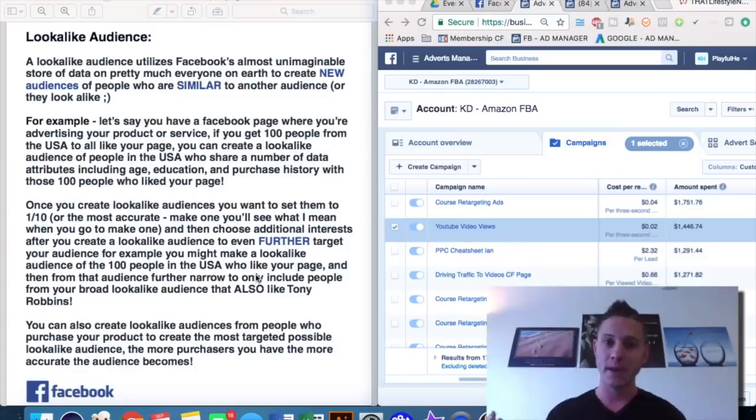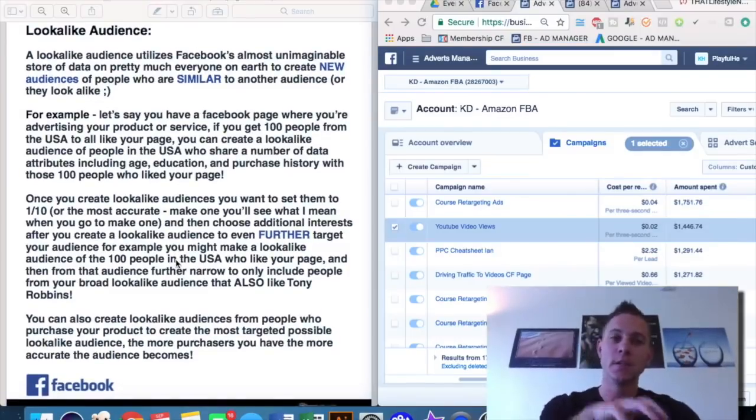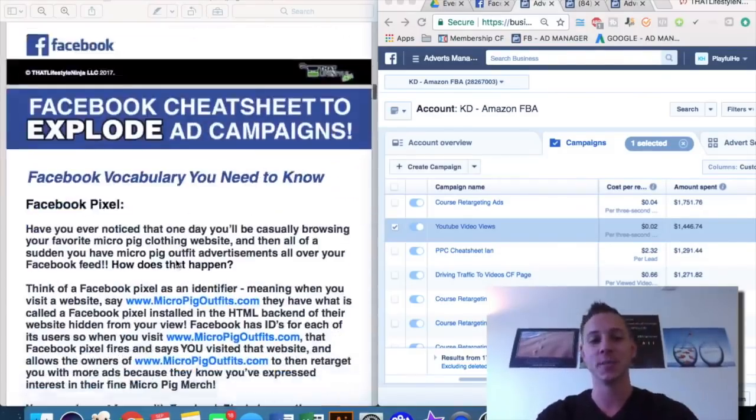So the more people who like your page, the more accurate the lookalike audience is, because it's able to match more and more data points and give you a more and more accurate actual lookalike audience. So custom audiences and lookalike audiences are incredibly important. You can actually create lookalike audiences from custom audiences, which is an advanced feature, and it's very, very powerful, and we definitely are going to talk about that too.